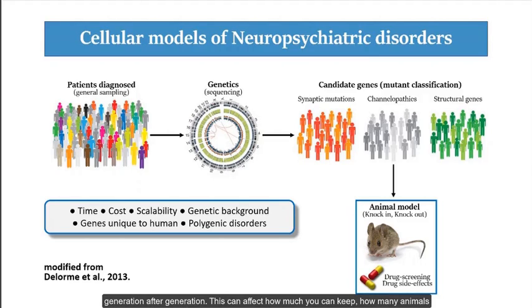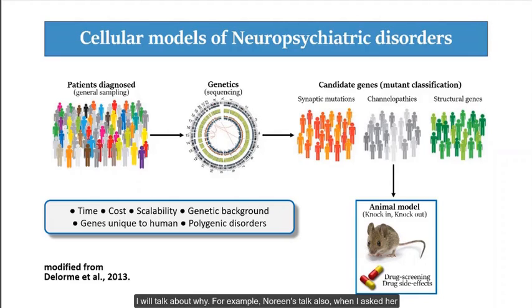At the same time, a lot of times the genetic background is not well preserved between human and mouse and rodents. Animal models are great tools, but not always.